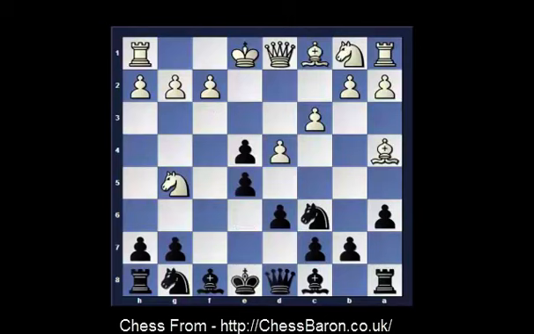He felt that Black is behind in development, and he said to himself, you know what? I'm not going to just go for a draw. I'm going to try to win the game. Knight g5. Is he wrong with that assessment? No. But he's wrong about one thing.